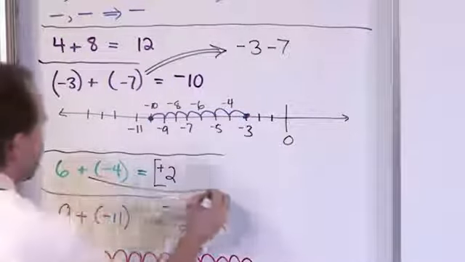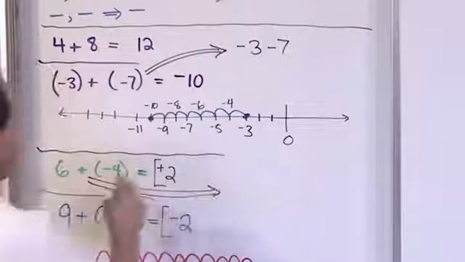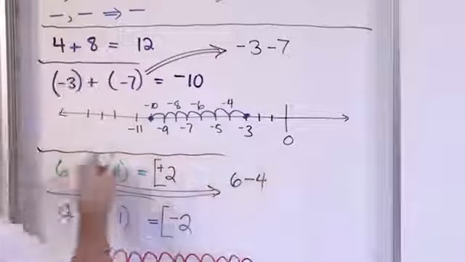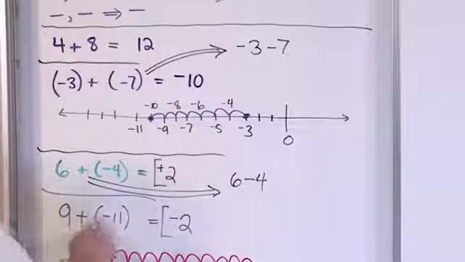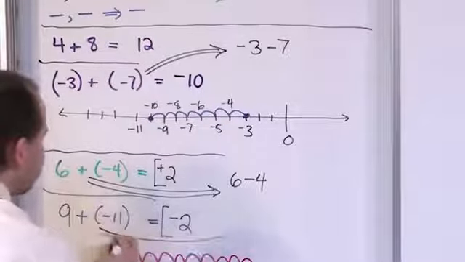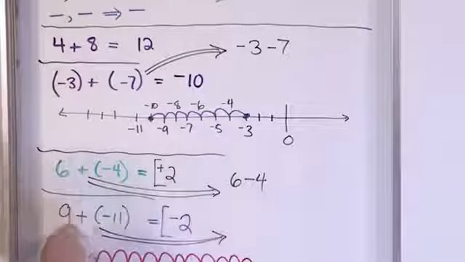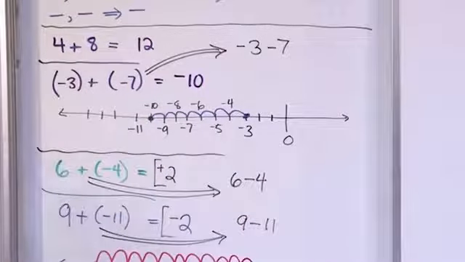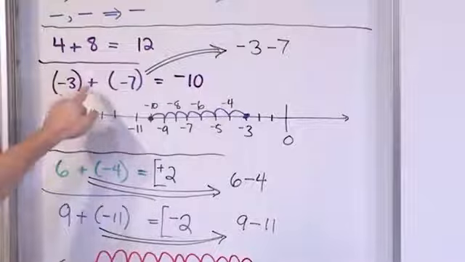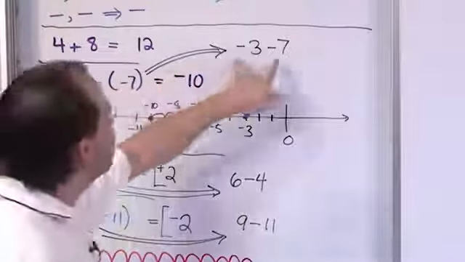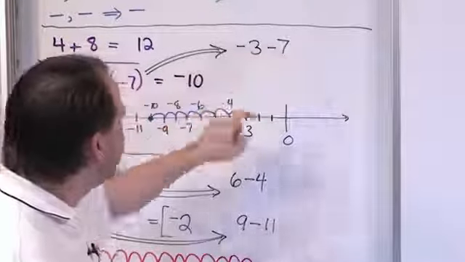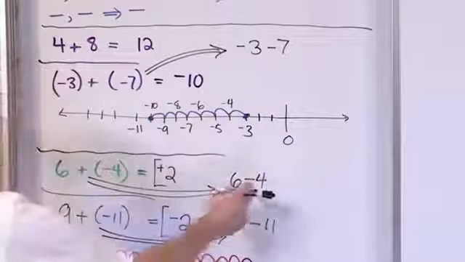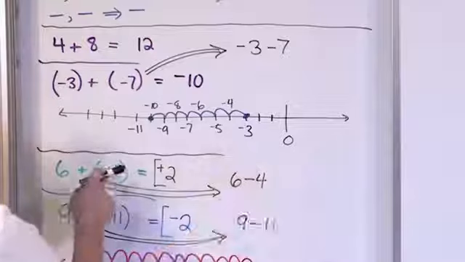This guy right here, let me draw a little arrow. See, I have a plus minus. I can write this as 6 - 4, and it's exactly the same thing. Same thing here, I have plus minus. Let me go ahead and write that over here. Here as 9, I can write it as 9 - 11. So if you see on a piece of paper 3 + -7, in your head you can look at it this way. The reverse is true. If you see 6 - 4, you can always write it as 6 + -4.